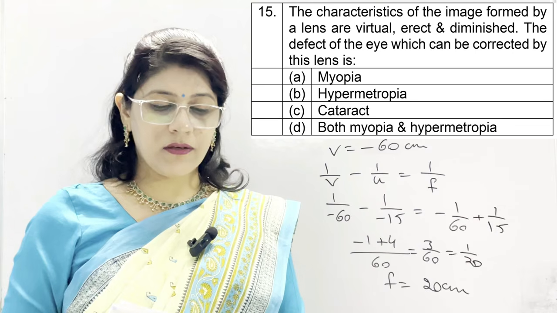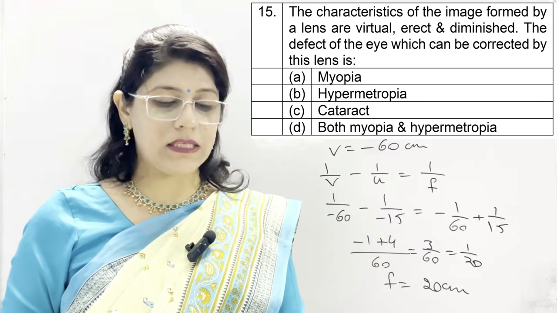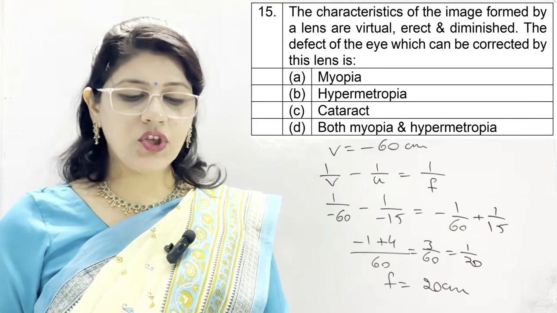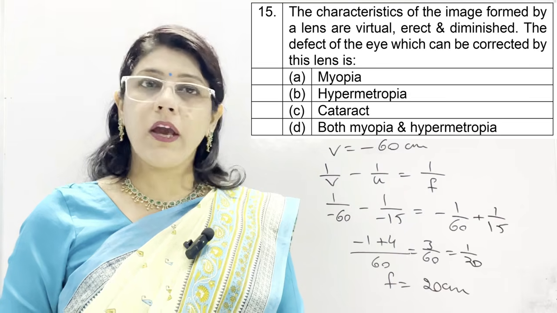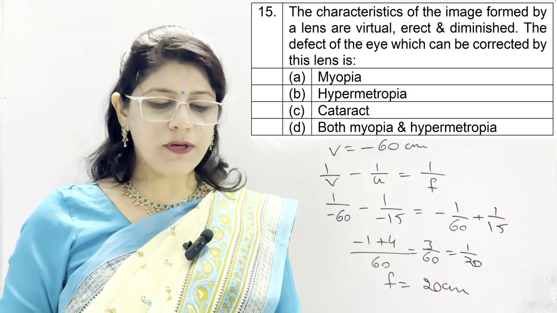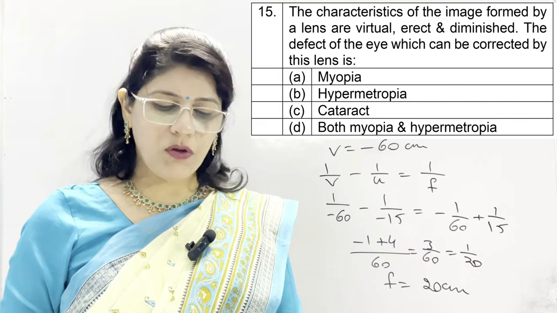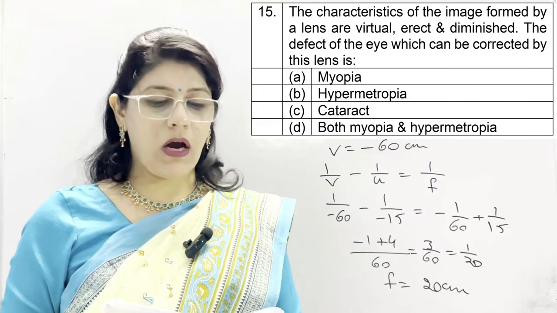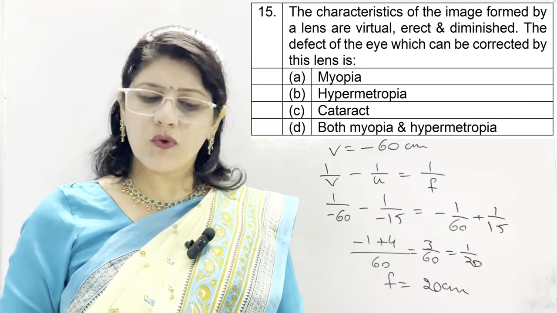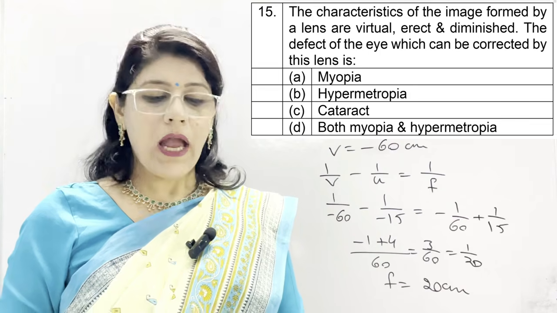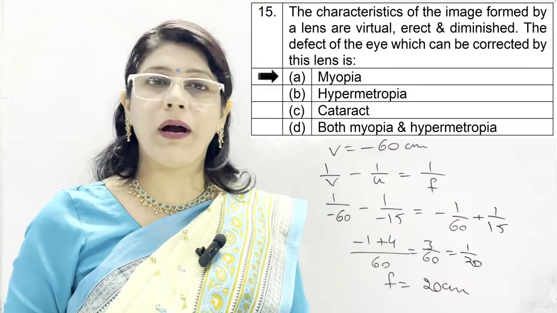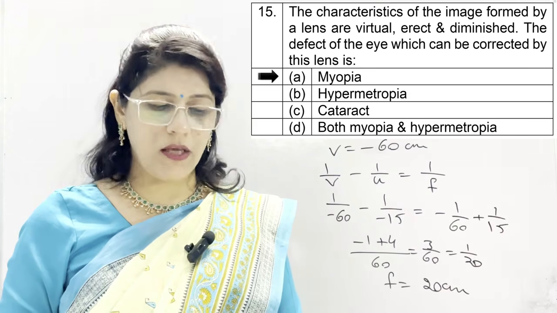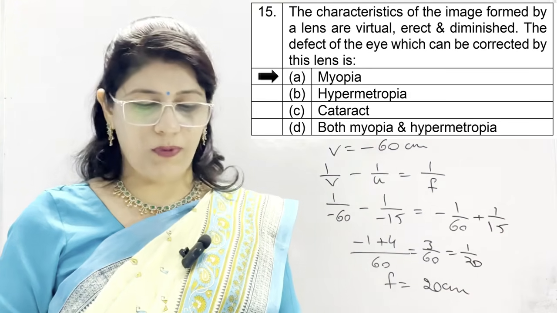Question number 15. The characteristics of the image formed by a lens are virtual, erect, and diminished. The defect of the eye which can be corrected by this lens is: option A, myopia; B, hypermetropia; C, cataract; and D, both myopia and hypermetropia. Here, the characteristics of the image formed are virtual, erect, and diminished. So we know the lens used is concave lens, and concave lens is used in the correction of myopia, which is short-sightedness, that is, unable to see the far off objects distinctly. So the correct option is A, which is myopia.